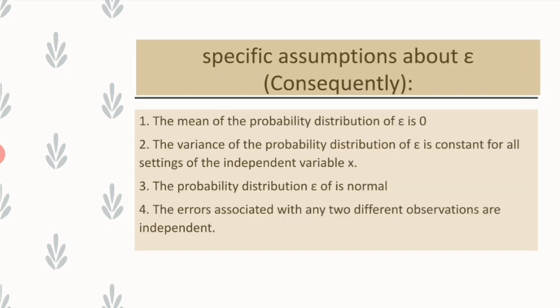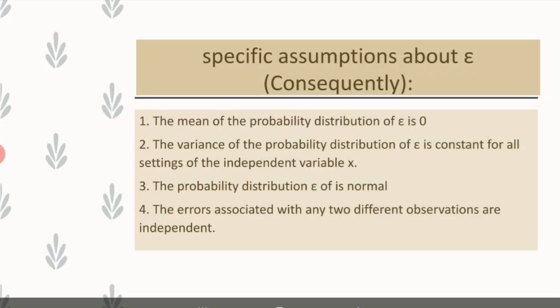Now, for the assumptions about the error, first, the mean of the probability distribution of e is 0. And then, the variance of the probability distribution of e is constant for all settings of the independent variable x. The third, the probability distribution of e is normal. And the fourth, the errors associated with any two different observations are independent.